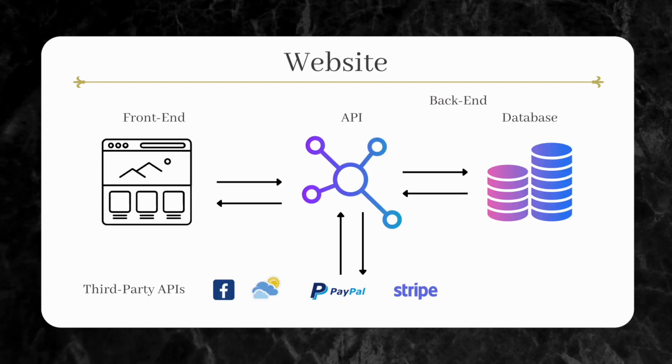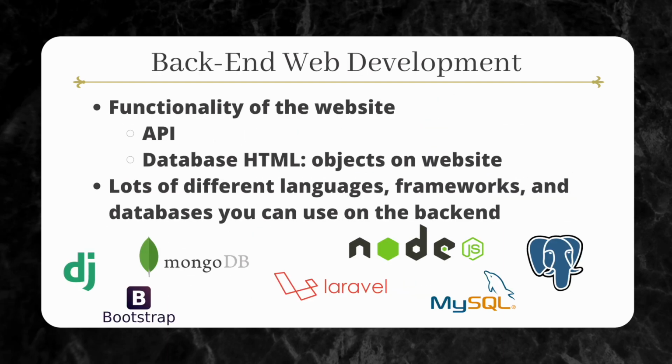Okay, the back end, we have our API and our database. And it's the functionality of the website. Like, what does it do? Does it do searches? Does it show videos? Does it do payments? Does it do machine learning where it points things out? I don't know. What does the website do? And that's what the database is. It says database HTML. It's a typo there. It should just say database.